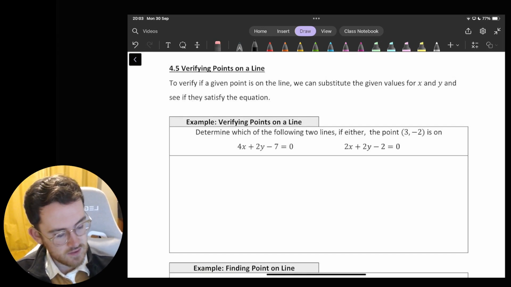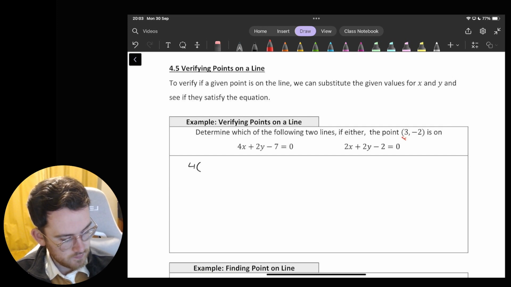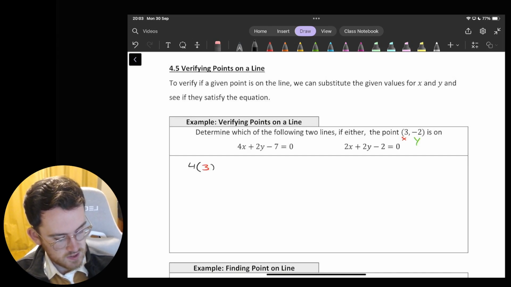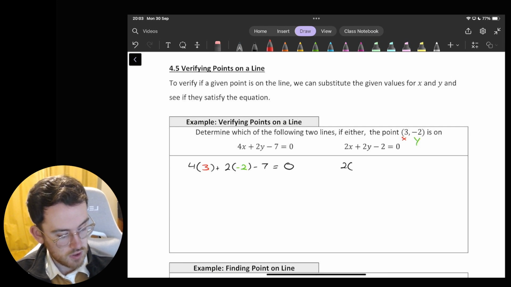So to verify these different points, what I could do is take the x value and the y value and substitute them into each of these equations that they're presenting me with here. What we want to see is which of the two equations this point satisfies. So we'll work through them simultaneously here.